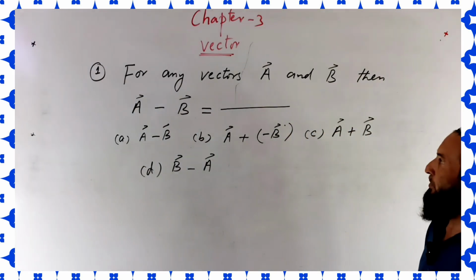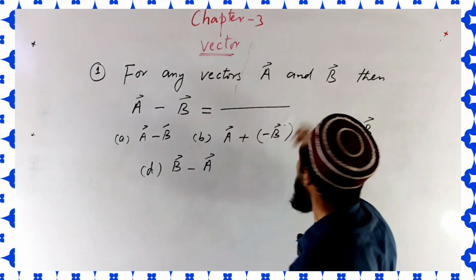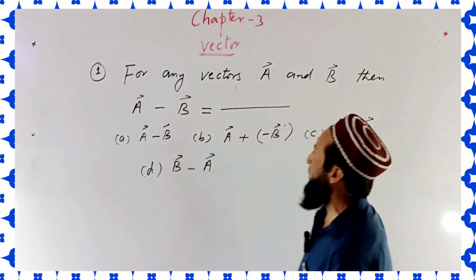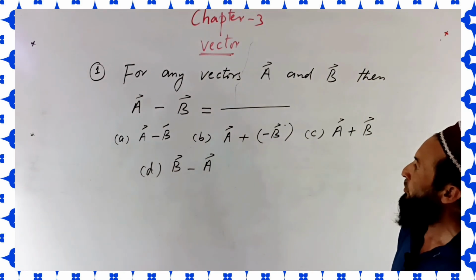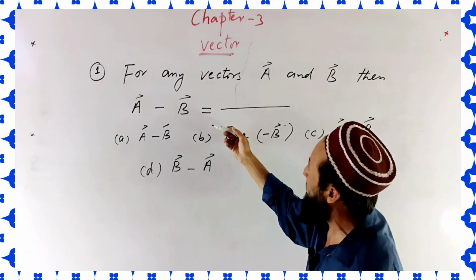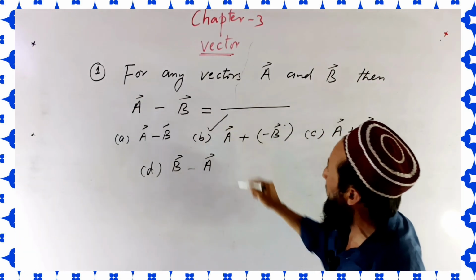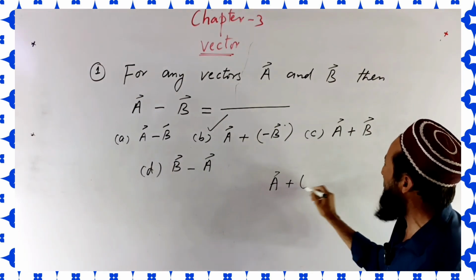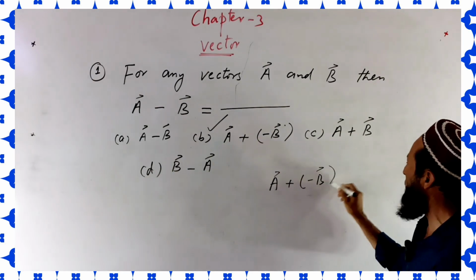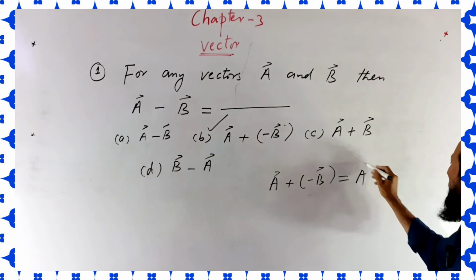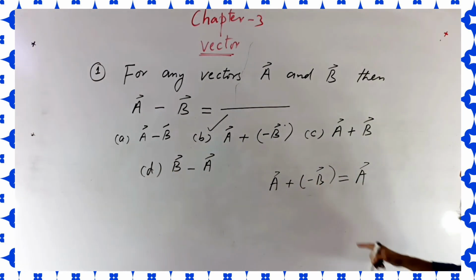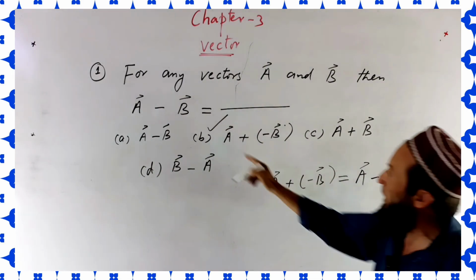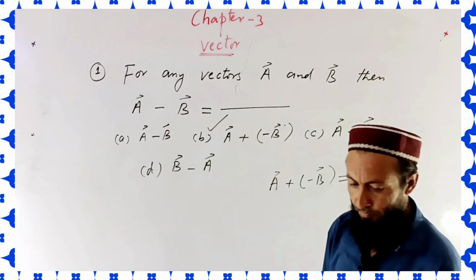So this is a very simple question. For vectors A and B, A vector minus B vector is equal to what? We can write this according to the property. If we expand this, A plus minus B, the result will be A vector plus into minus B. Open the bracket, so the result will be A minus B. So the correct answer is B.